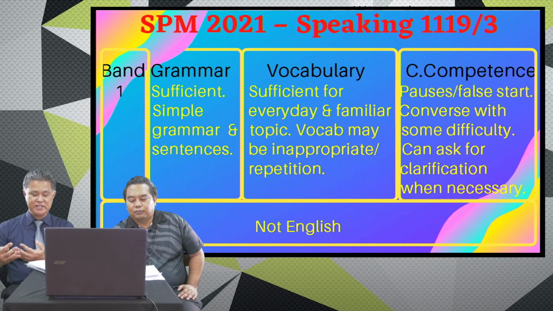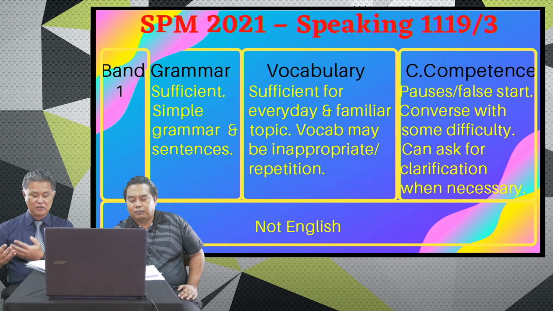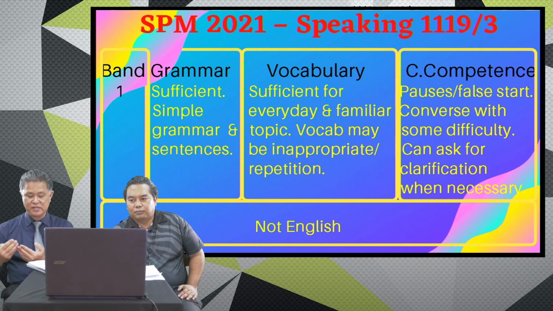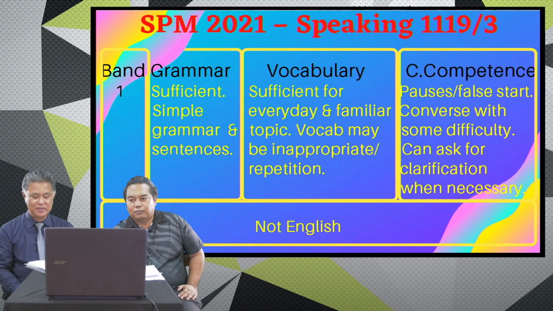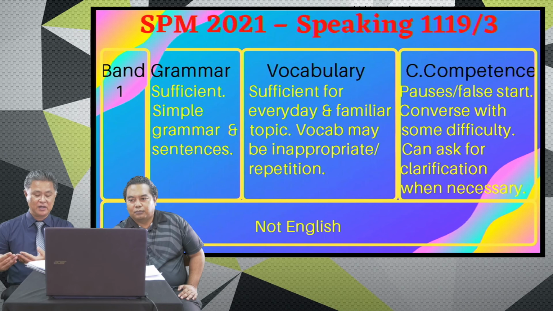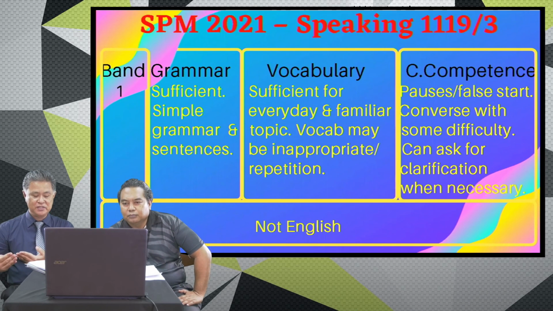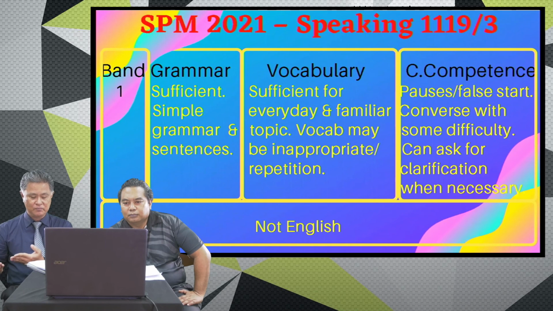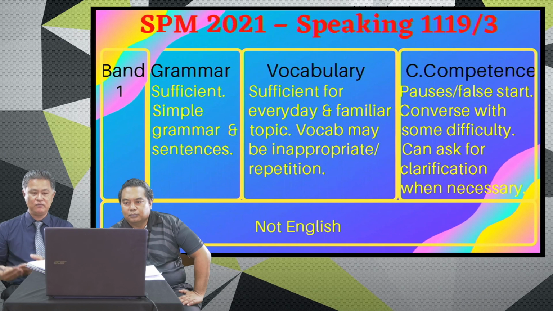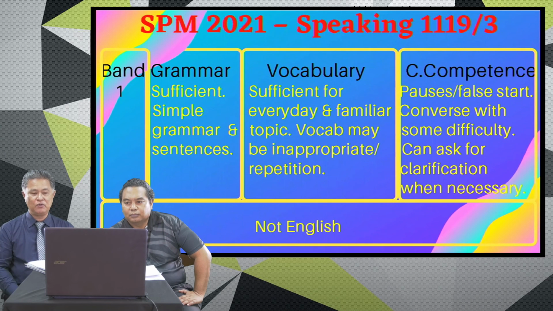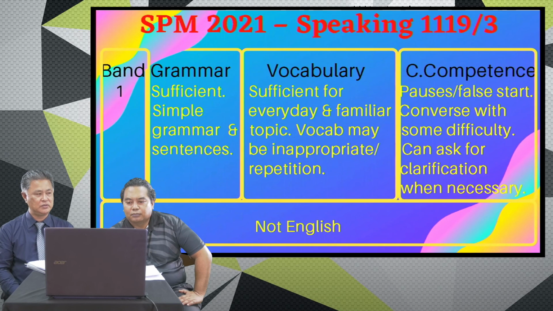In terms of conversation, they converse with difficulty, with some pauses and false starts, however able to ask for clarification when necessary. So the keywords for band 1 are sufficient grammar and sufficient everyday vocabulary. And for band 0 or nil, we think it is not English.